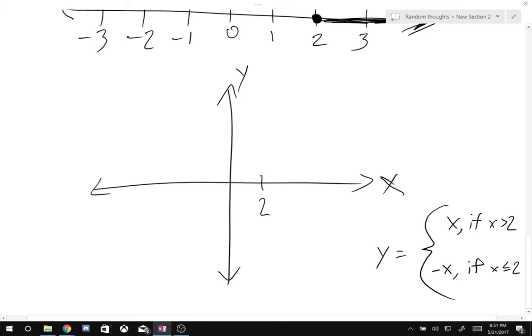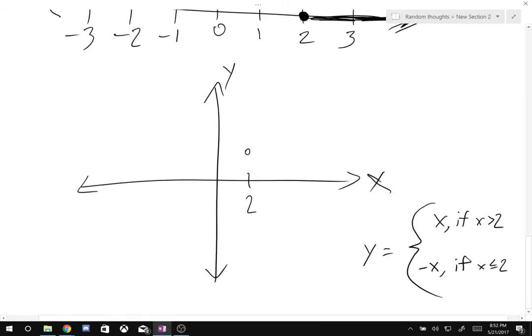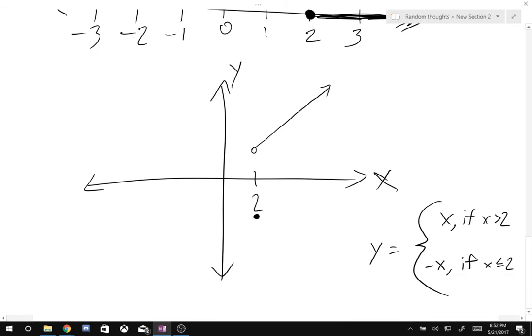Now, when we look at this, we see that y is equal to x if x is greater than 2. So starting at the point 2, but not including that point, therefore I leave it as an open circle, our graph is our regular y equals x linear equation. Meanwhile, starting at the point 2 on the x-axis and including that point, so I color it in, our graph is equal to y equals negative x.